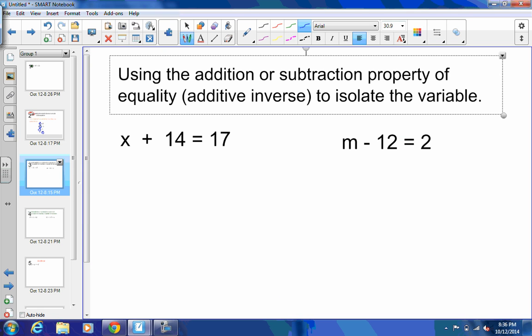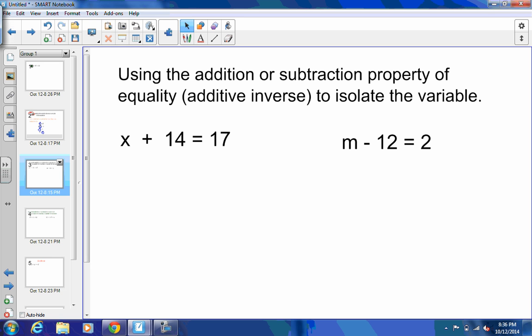Now, let's practice this. Let's try using the addition or subtraction property of equality. Remember that said we could add or subtract something from one side as long as we do it to the other side, which is also called the additive inverse, to isolate the variable. All right, so we're going to try to isolate that variable again using what those properties are. So let's start with number 1.